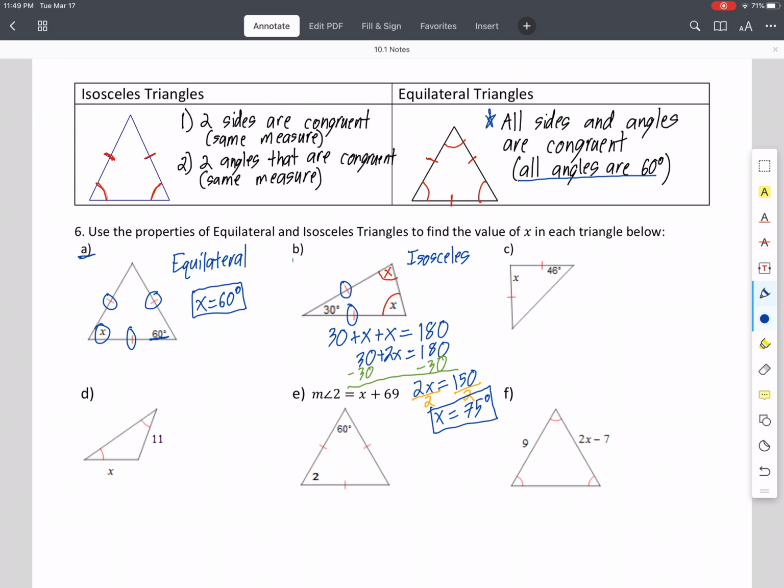Okay, let's look at D real quick before I let you go work on your own. So on A and B, we found what the angles were, but now this is asking us for a side. And we see here that we have two angles that are congruent. So having those two angles that are congruent tells us that this is isosceles.